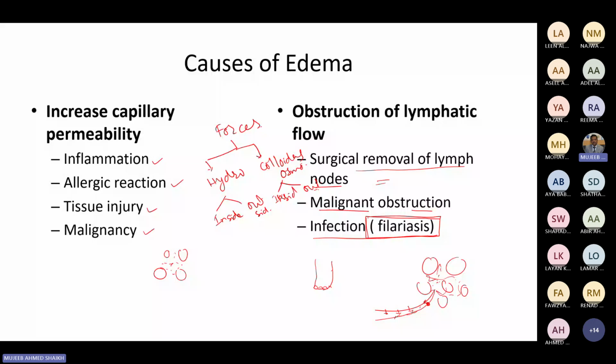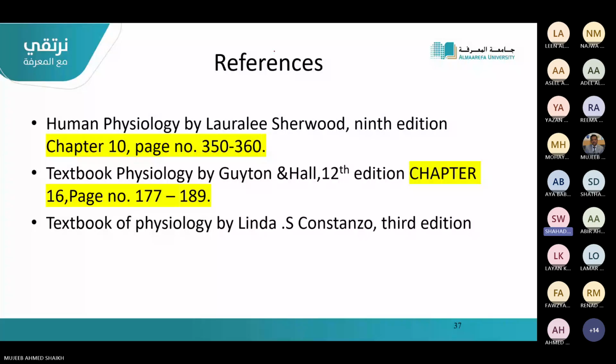Any difficulty in this? No, it's clear, doctor. Thank you very much.